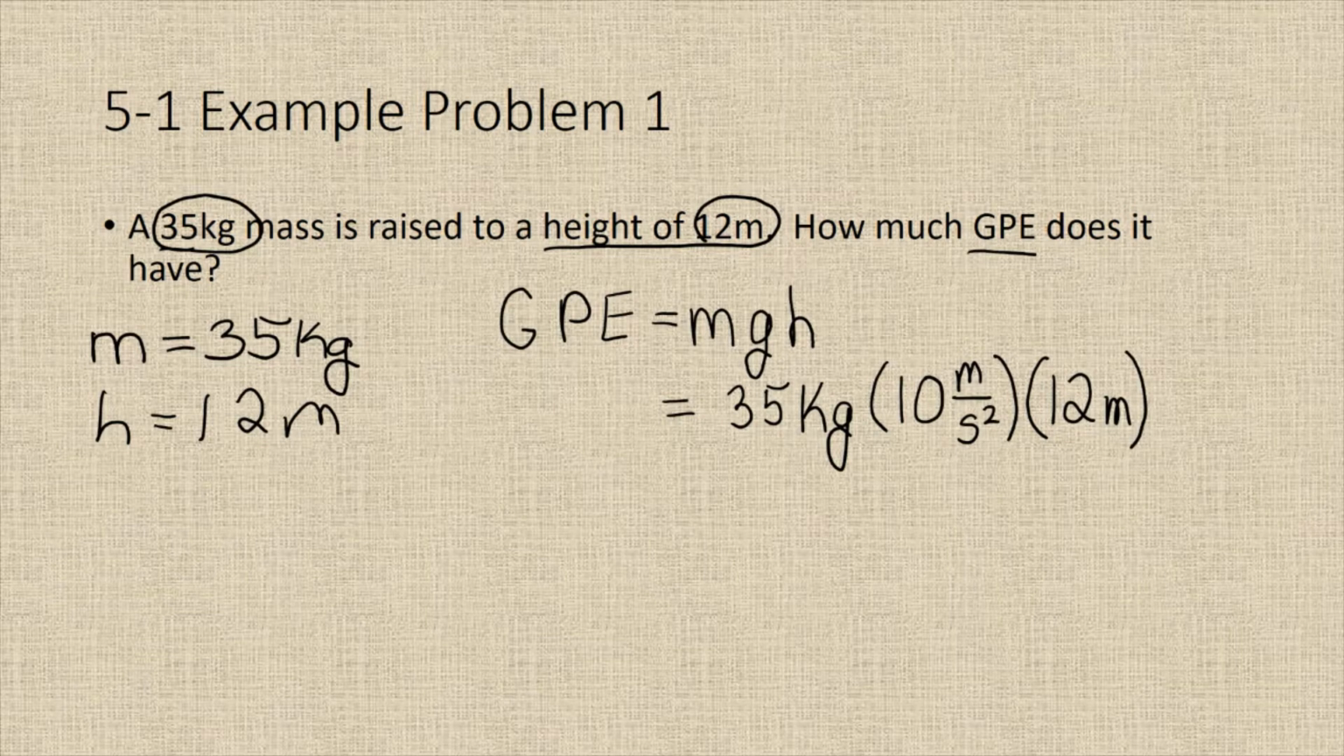We just go to our calculator to multiply the three numbers together. And you get 4,200 joules of gravitational potential energy.